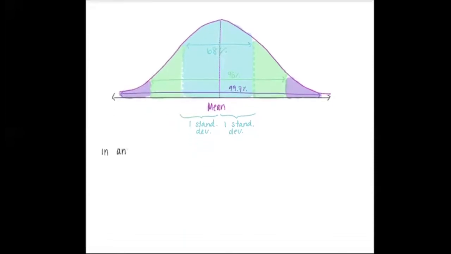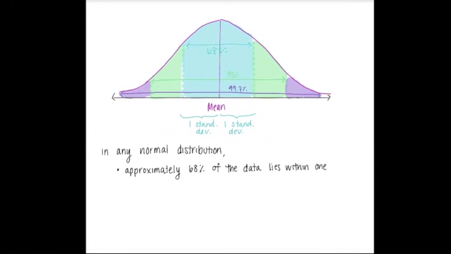So in any normal distribution, approximately 68% of the data lies within one standard deviation of the mean. So within that range of values, 68% of your information should be there.